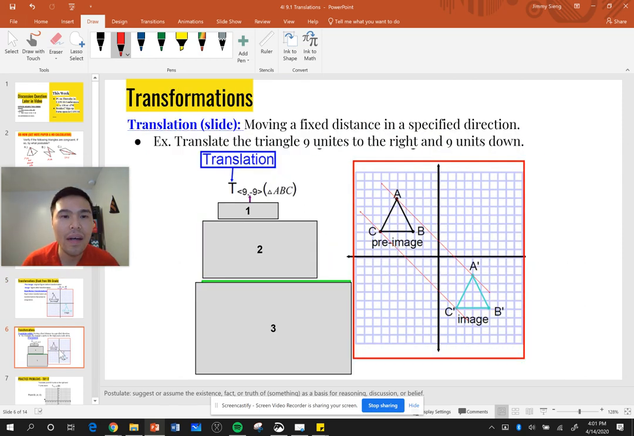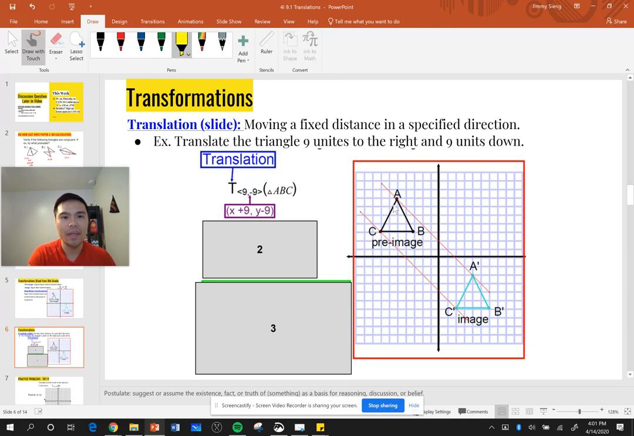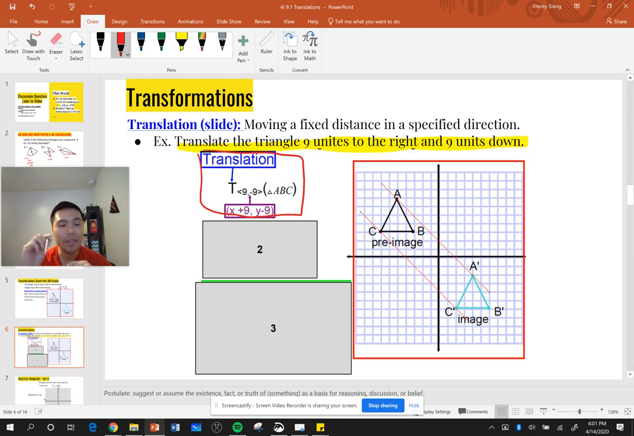Okay. Here's my notation. If I'm saying translate the triangle 9 units to the right and 9 units down, whoops, there's a typo there. What I'm doing is this right over here. This is the notation I need to write. Capital T, and then we do those less than and greater than signs, right? And first is our x, and then our y, okay?